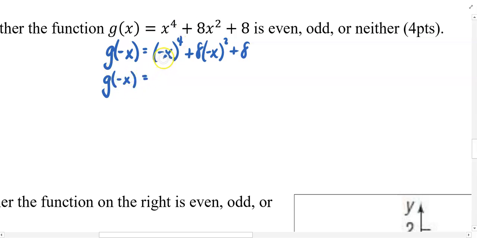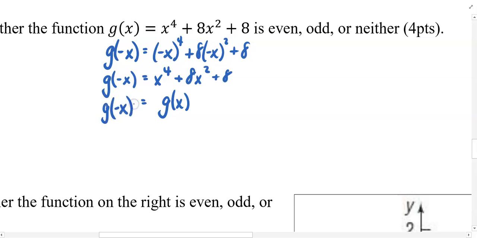And I do believe that's the case. Negative x raised to the 4th power is the same as a positive x raised to the 4th power. Negative x squared is a positive x squared, so we have 8x squared plus 8. Since this expression is the same as the original, we can now claim that g evaluated at negative x is equal to the original. So therefore, this is the definition of an even function. So we know that, yes, this function is even.